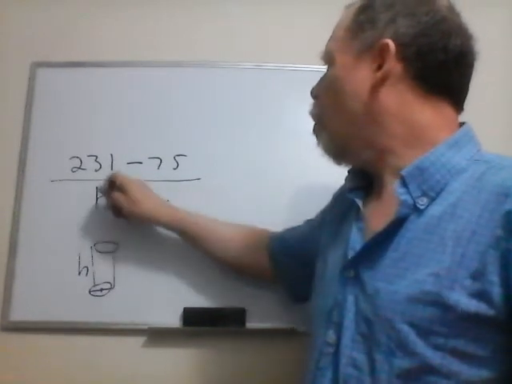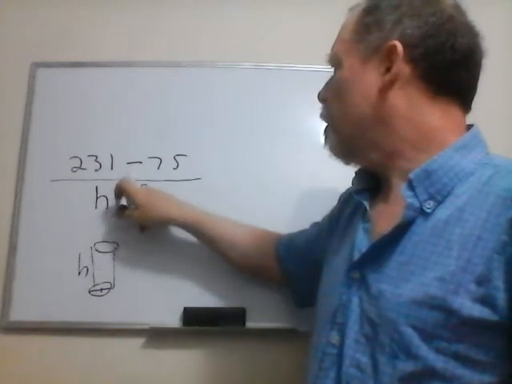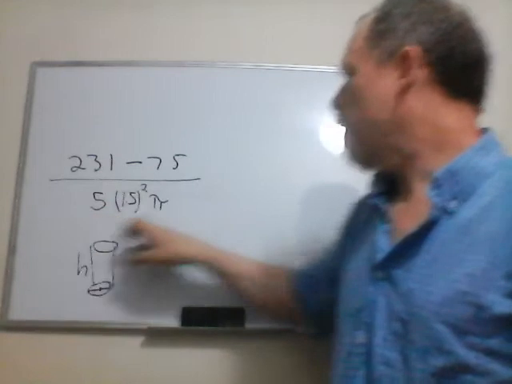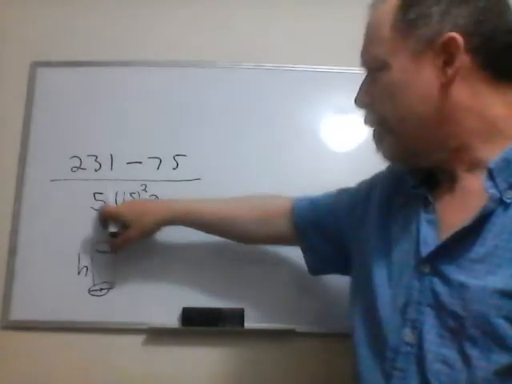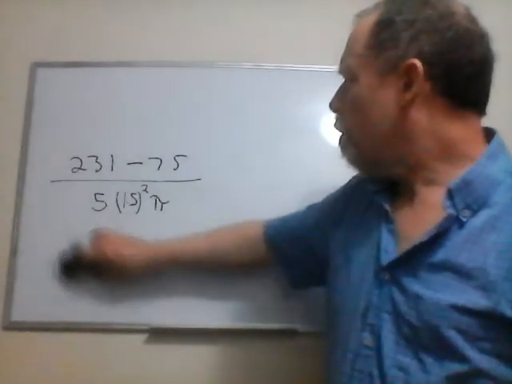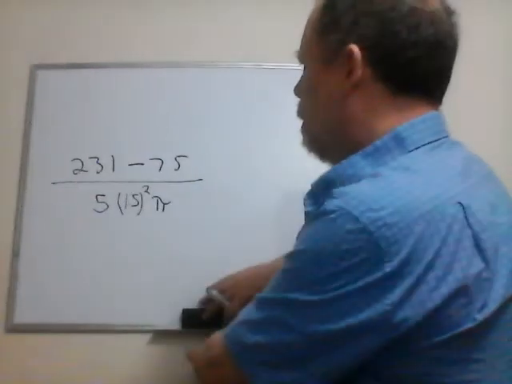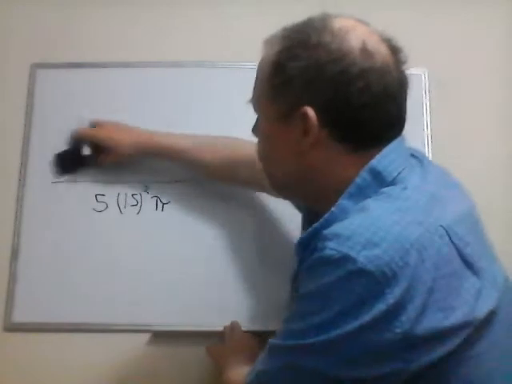It's going to become 1.5 squared. We know that height is 5. So we have this pi here, which is an irrational number, but it's a number. And we have this other number, and we have this other number. So from there, we should be able to calculate. 231 minus 75 should be 156. If it's not, I'm going to have to do this video again.